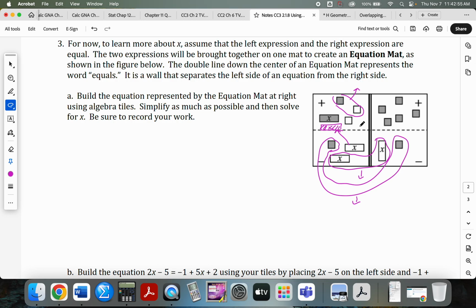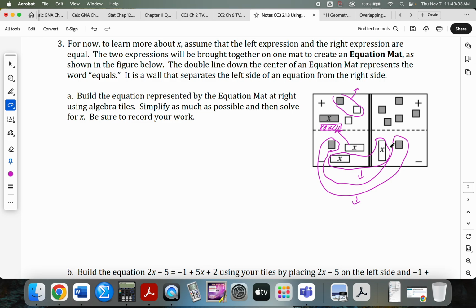Now, I can't quite do as easy a comparison as I did before, because this one has a unit tile on this side in addition to having an X. I'd like to just have an X over there, not have a unit tile. So what I'm going to do is this. You know how we removed these two? We can do the opposite of that.